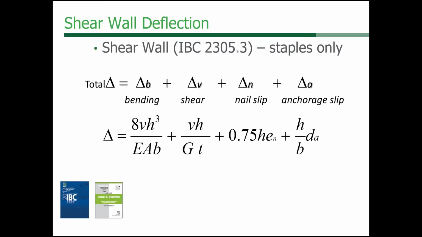Okay, now getting into the shear wall deflection. For those of you that are familiar with the IBC, there is a 4-term equation that is still in the IBC, but now it's only for staples under the 2012 edition. It's a 4-term equation where the first term is the bending deformation of the boundary members. The second term is the shear panel deformation. Then the third term is the nail slip deformation. And then the fourth term is the bending chord slip.